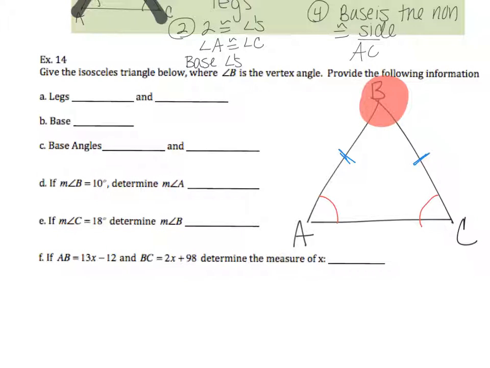In A, it says the legs are blank and blank. Well, I just marked those. Those are the ones that are congruent. So AB and BC. The base is the one that I haven't listed, which is AC. The base angles are the ones that are congruent, so A and C.